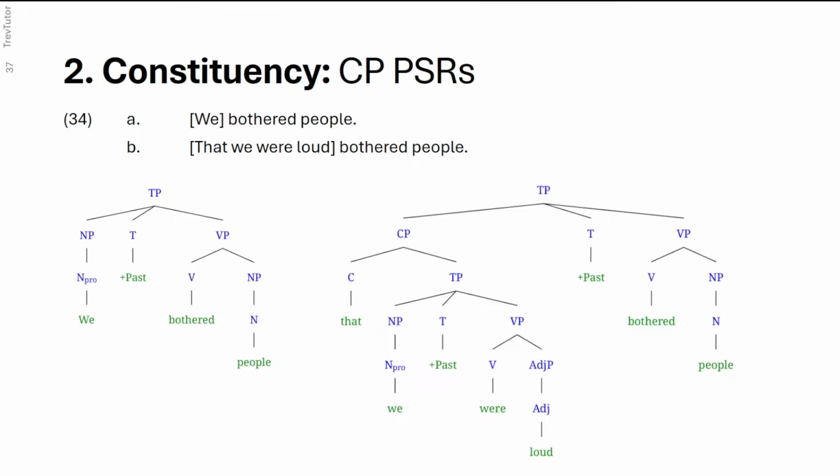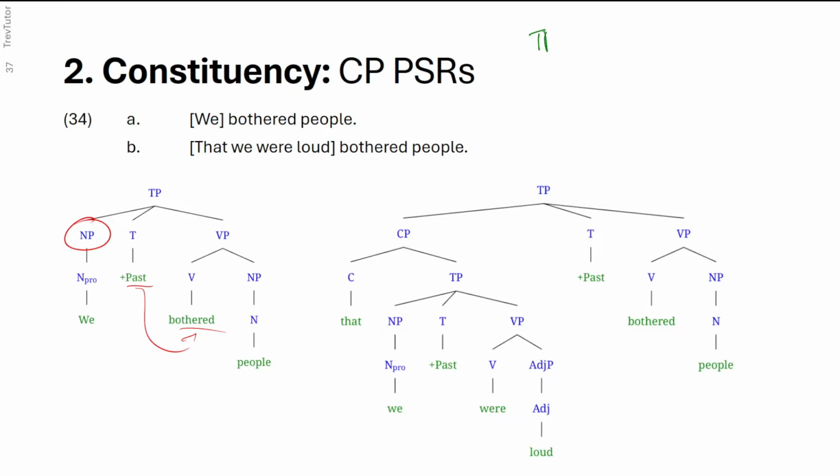Now, these can be subjects too. We don't usually talk like this, but we can write like this. So in the case of "we bothered people," we have a subject NP, which is "we." So "bothered people" would be the predicate, and it's plus past because "bothered" is also past tense. But there's no reason why we can't use a CP subject.